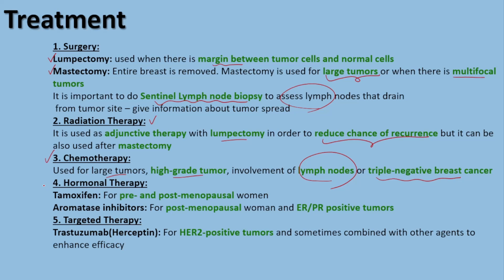If the breast cancer is negative for estrogen receptors, progesterone receptors, and HER2 receptors, we can use chemotherapy in order to increase the survival rate of the patient. So hormone therapy can be used, and this is used when we have progesterone and or estrogen receptor positive tumors. We can use tamoxifen for pre and postmenopausal women. We can also use aromatase inhibitors for postmenopausal women who are positive for estrogen receptor and progesterone receptor. We can use targeted therapy with Herceptin. This is used when we have HER2 positive tumors, and this is sometimes combined with other agents in order to increase the efficacy of the treatment in case of invasive ductal carcinoma.